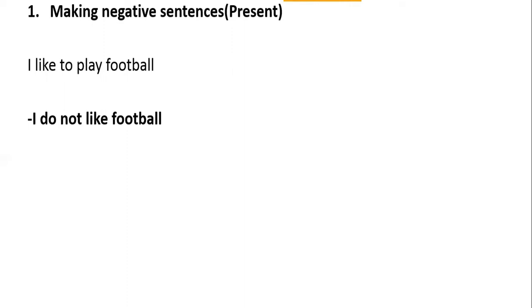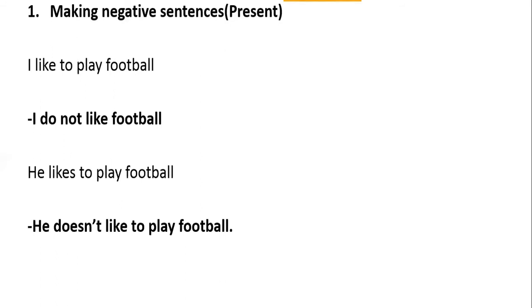Now let's move to the second example. He likes to play football. Remember, for singular in present, we use does. Since we already have s in does, we remove s in the main verb. So likes becomes like. So the negative sentence is he doesn't like to play football.